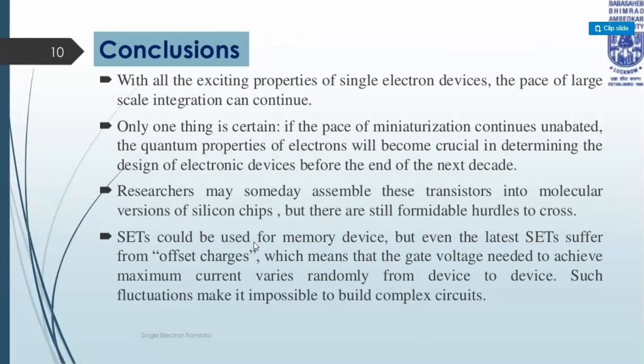Researchers may someday assemble these transistors into a molecular version of a silicon chip, but there are still formidable hurdles to cross. SETs could be used for memory devices, but even the latest SETs suffer from offset charges, which means that the gate voltage needed to achieve maximum current varies randomly from device to device. Such fluctuations make it impossible to build a complete circuit.